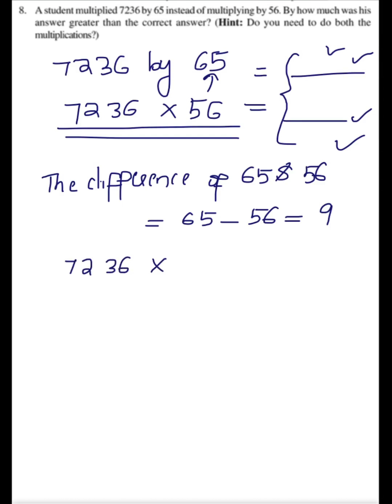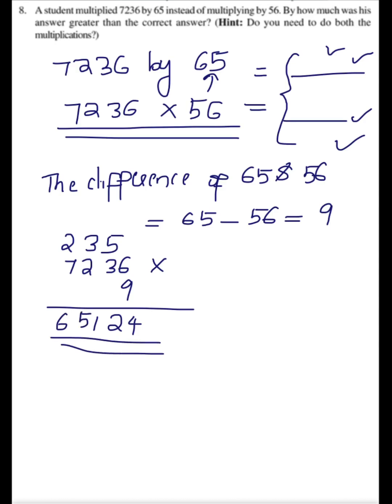7236 with this 9 only. Okay, no need of doing all these long steps. You need to just multiply this 7236 with 9. So let's do it. What is 6 into 9? It's 54, carry 5. What is 3 into 9? 27. 27 plus 5, 32. So 2, carry 3. 2 into 9, 18. 18 plus 3, 21. Carry 2. 7, 9, 63. 63 plus 2, 65.